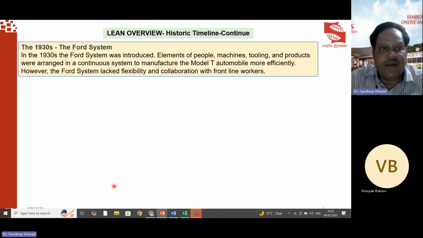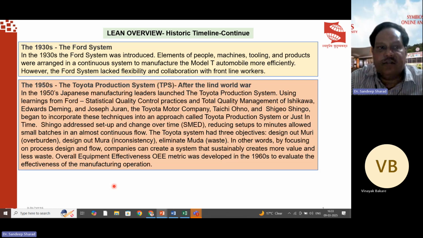Coming further, in 1930, the Ford system was introduced. The elements of people, machines, tooling, and products were arranged in a continuous system to manufacture the Model T automobile more efficiently. However, the Ford system lacked flexibility and collaboration with the frontline workers.